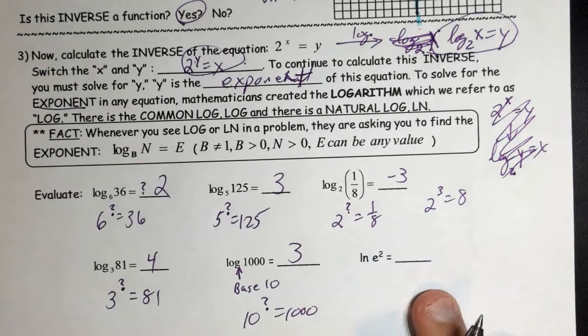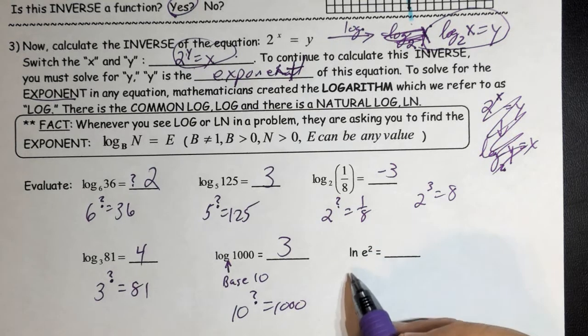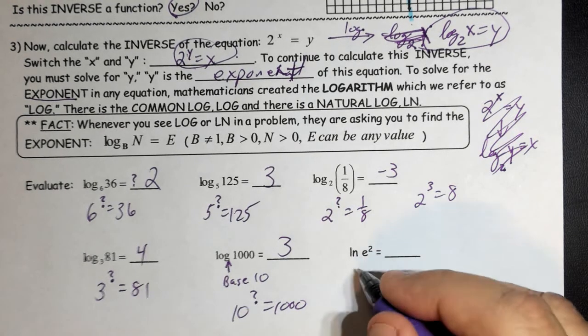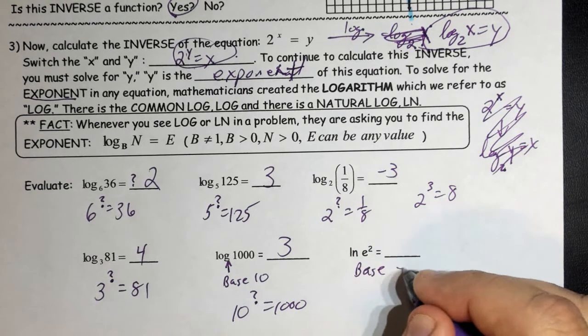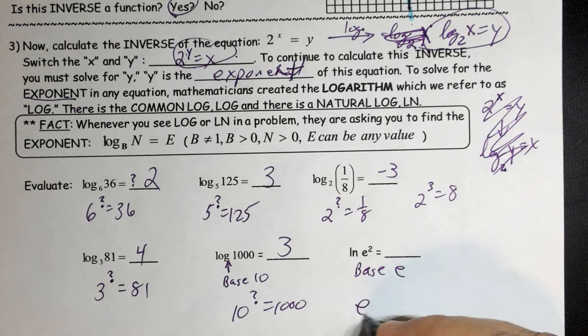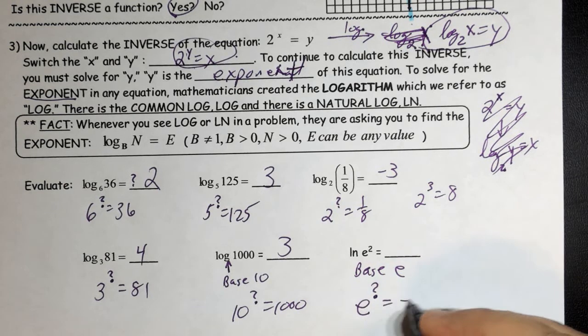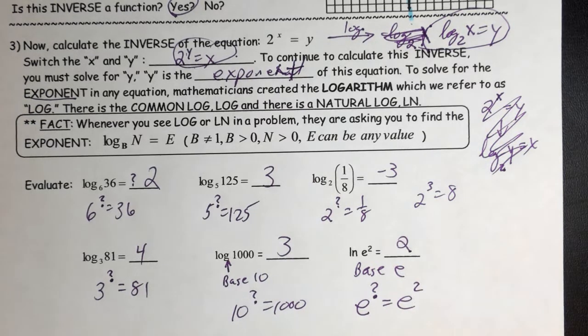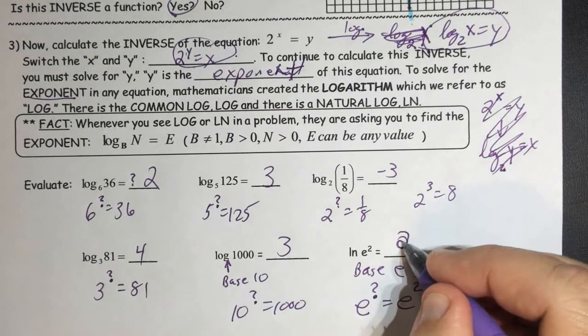And this last one is kind of an interesting problem. Remember what this means? This is the natural log, and the natural log is base e. So how would I solve this? It's e to what exponent is equal to e squared? How would I make those equal? What would the question mark have to be? It has to be 2.